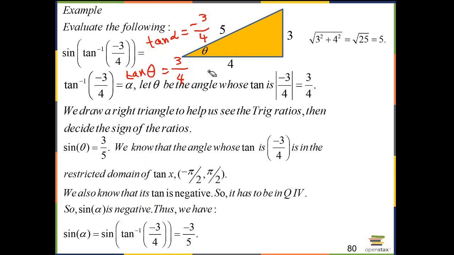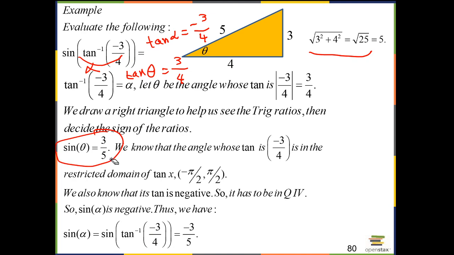So that means opposite 3 and adjacent 4. And then this has to be 5 again using the Pythagorean property. So what do we want? We want sine of alpha. So we find sine of theta and then figure out the sign, because theta is a reference angle for alpha. This is alpha, and theta is the reference angle for it. So what's sine of theta? Well, sine of theta is 3/5, right?